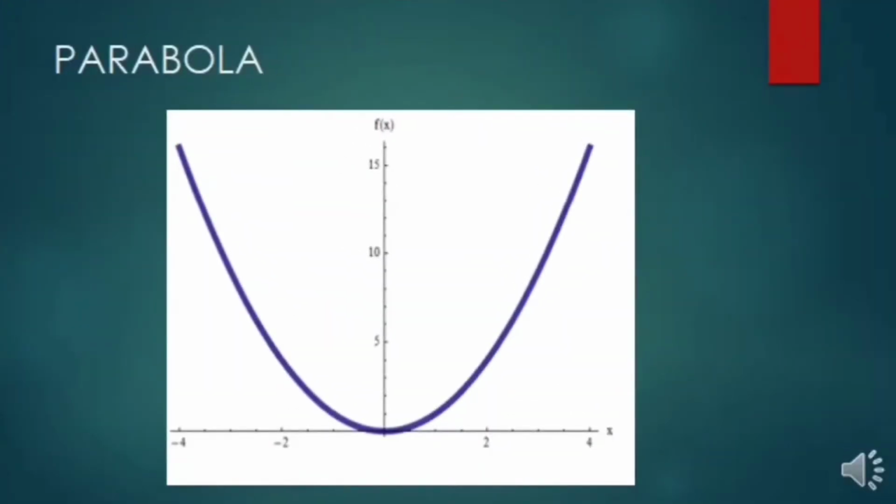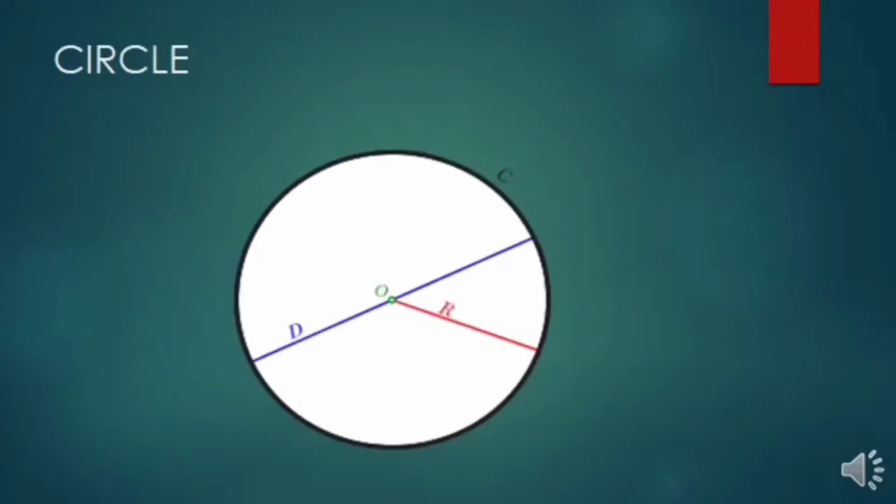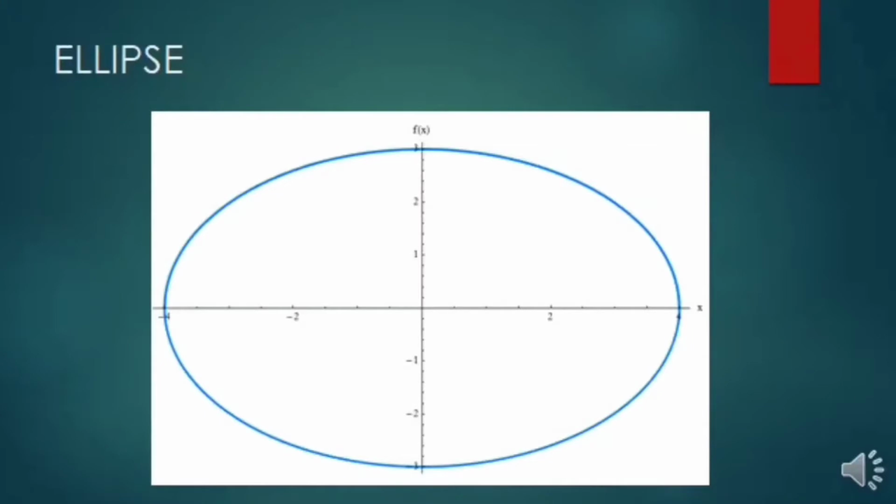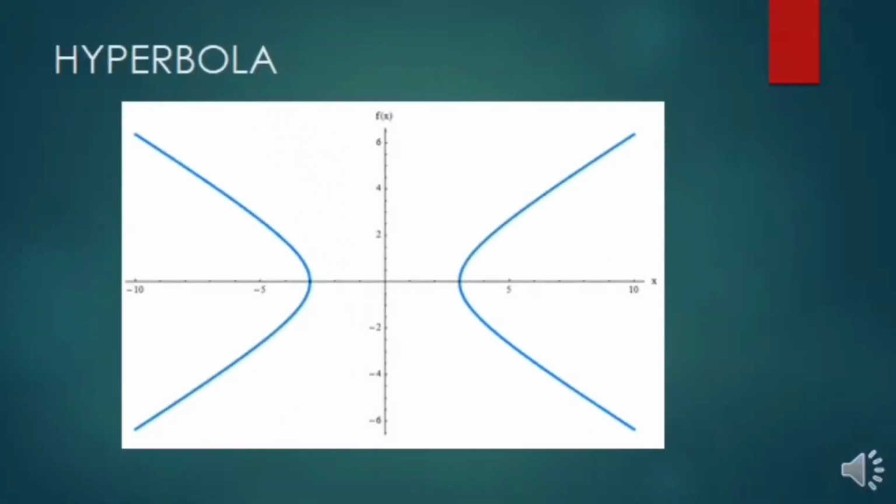This figure is an example of a parabola. This one is a circle. This is an ellipse. And this figure is an example of a hyperbola. In this lesson, we will focus on the hyperbola.